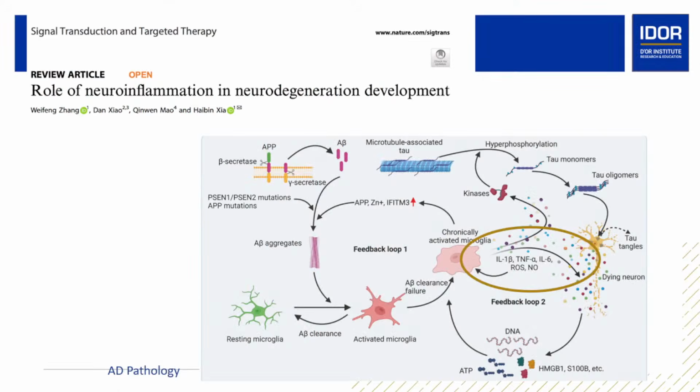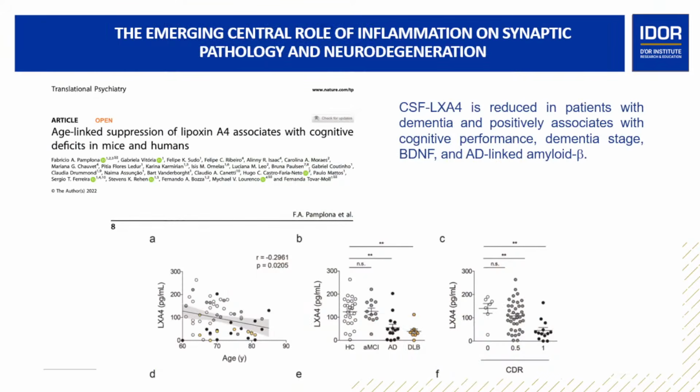And also, it is nowadays very well accepted that inflammation, neuroinflammation, has a strong role in neurodegenerative disorders in many different ways. And here we have also been trying to investigate different molecules that could be related to that. So for example, we showed that lipoxin A is related to changes with cognitive deficits in humans, but also in mice. We also showed that CSF lipoxin is reduced in patients with dementia and positively associated with cognitive performance. And also related to different other proteins like BDNF and other Alzheimer's proteins as well.